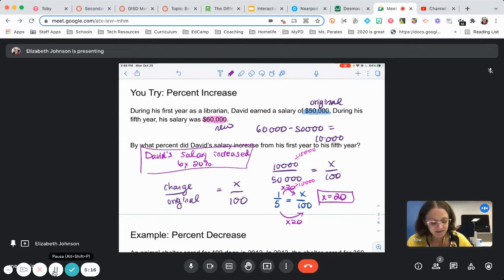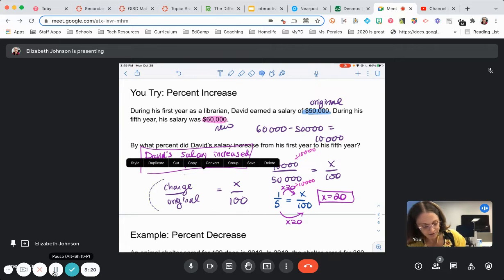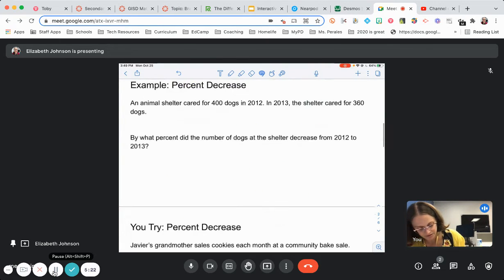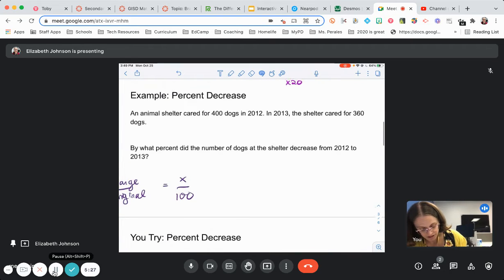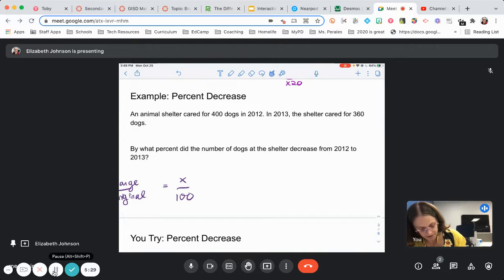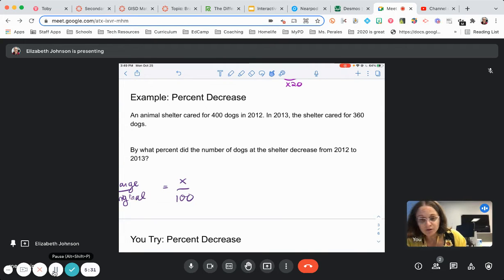Okay, now we're going to look at percent decrease, but we're actually going to use this exact same formula. So I'm going to copy and paste it down here because it's not changing. We still have our change divided by our original is equal to X over 100. Sorry, that's kind of off on the side there, y'all. Oh, well, that's okay. We can still work with it.